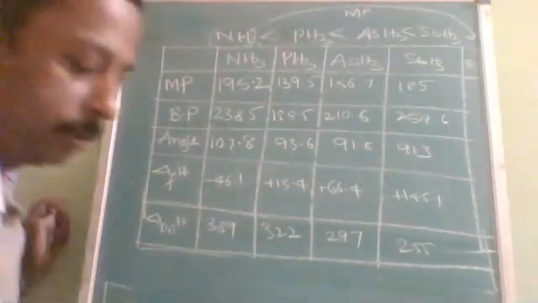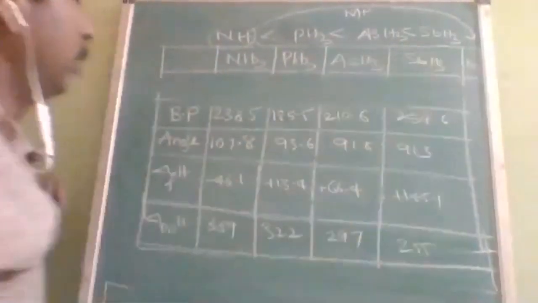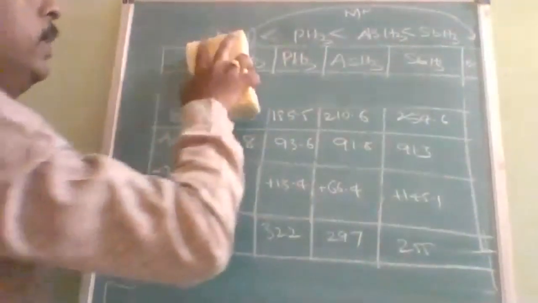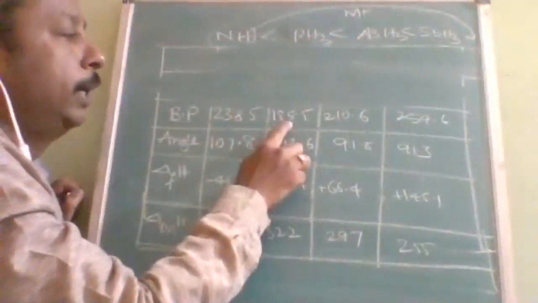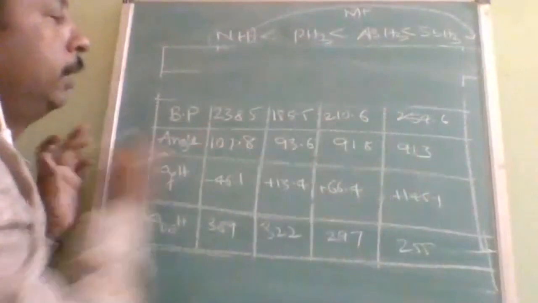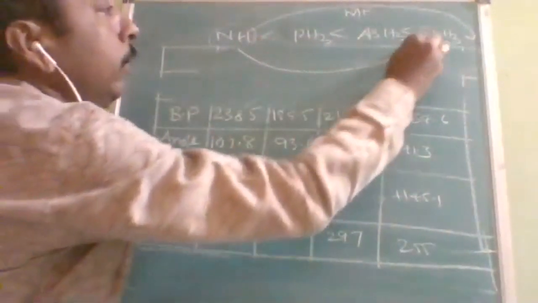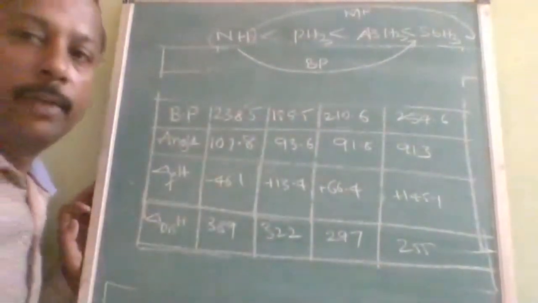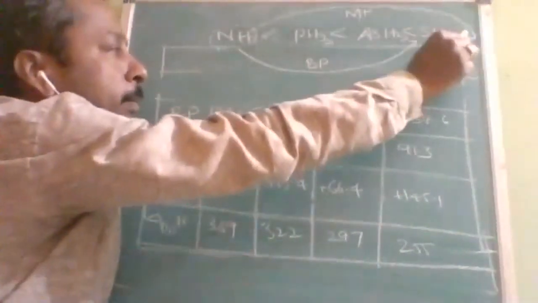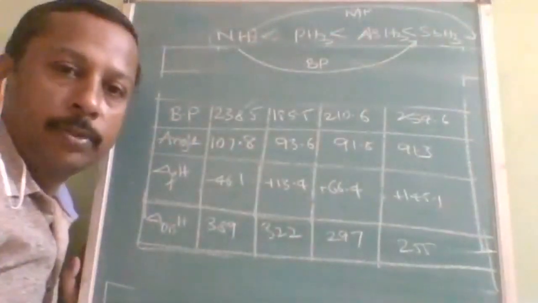Okay, now I am erasing this. Next, coming to the boiling point. What type of jump should take place? See, 238 to 185, 210. It is in between these two. So for boiling point, what will you write? You will write like this. Now the question will be why there is a large jump in melting point, but a small jump in the boiling point.